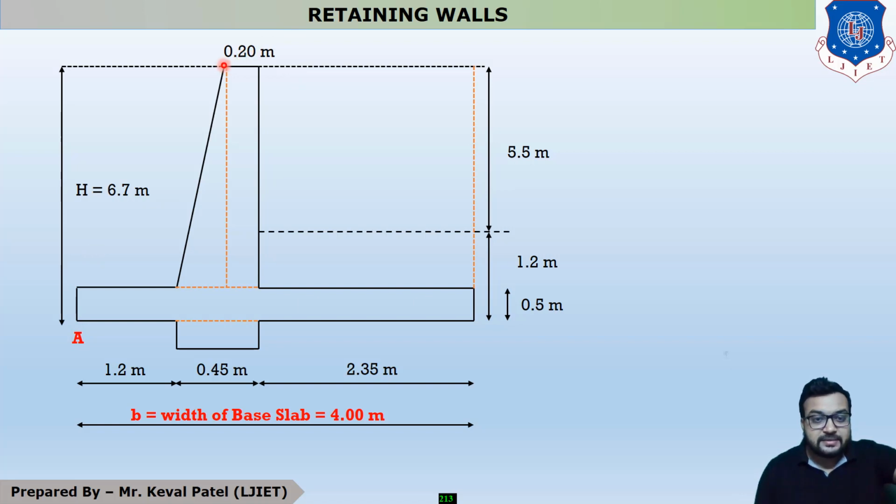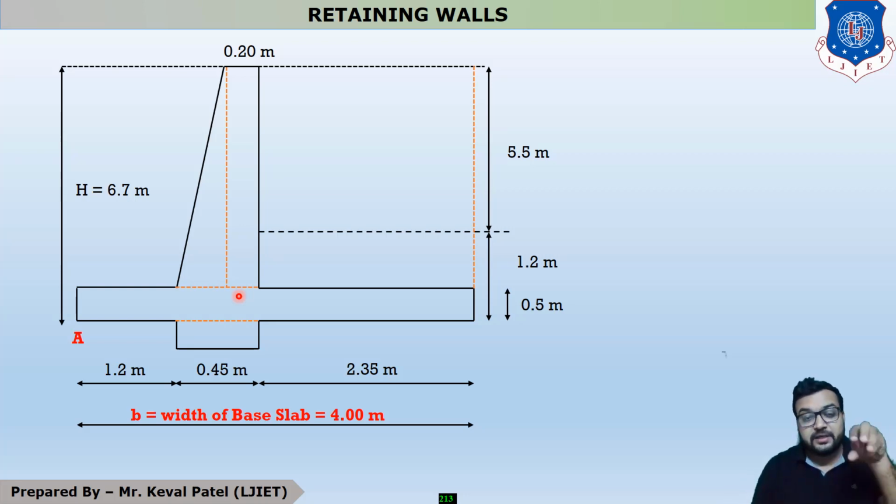Our area is 0.2 into this height. This height is 6.2 meter because our overall height is 6.7 meter, but our thickness of base slab is 0.5. So this height is 6.2 meter, and our area is 6.2 into 0.2.